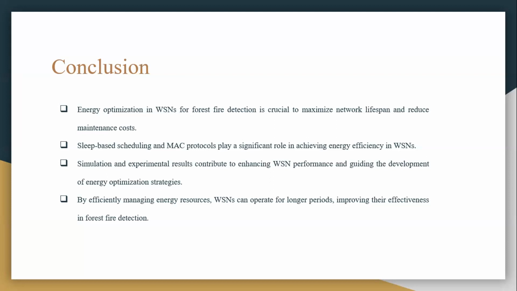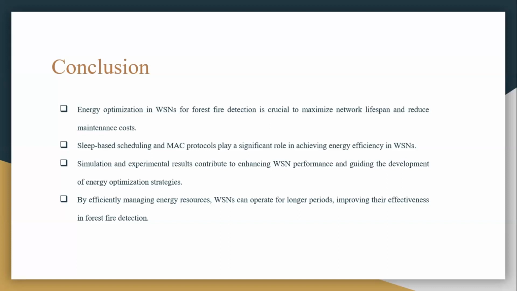Since electricity availability is often unreliable in forested areas, battery-powered sensor nodes are commonly used. Managing and optimizing energy consumption is essential to ensure prolonged node operation with minimal maintenance and monitoring interruption. By addressing the energy consumption challenge, forest fire monitoring systems can become more effective and reliable.